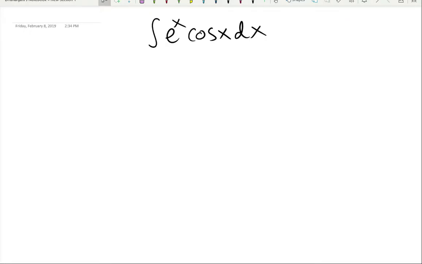So let's see what we have here. e to the x times cosine x. Now what's the trick here? What is going on here? Let's start the problem. So, integration by parts.